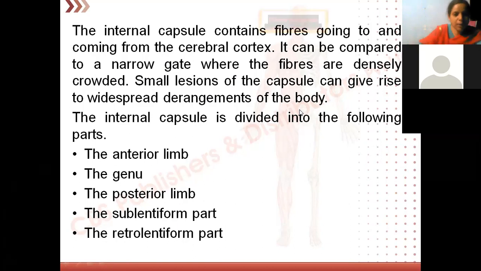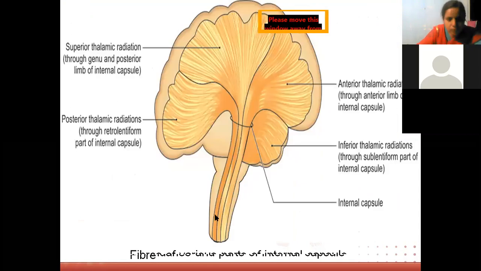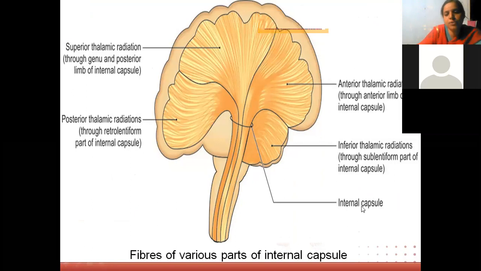the body. Okay, what are the parts we have? Anterior limb, genu, posterior limb, sublentiform part and retrolentiform part. These parts I have already described. Now suppose this is the spinal cord, and suppose these orange ones are the ascending tracts and the light colored ones are the descending tracts. Whether the tract should go up or come down, they have to pass through this narrow gate. This narrow gate is nothing but the internal capsule.